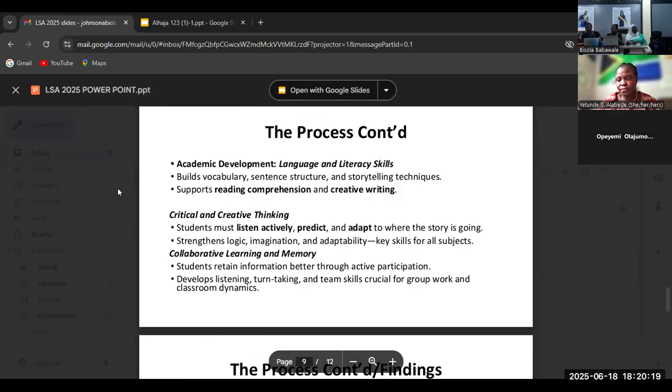So students here learn to listen actively. Because when you tell the story, you must listen actively to what the person before you is about to say, so that you can say something that connects with whatever he or she has said. And it helps them retain information through active participation. It develops listening, turn-taking, and team skills crucial for group work and classroom dynamics.